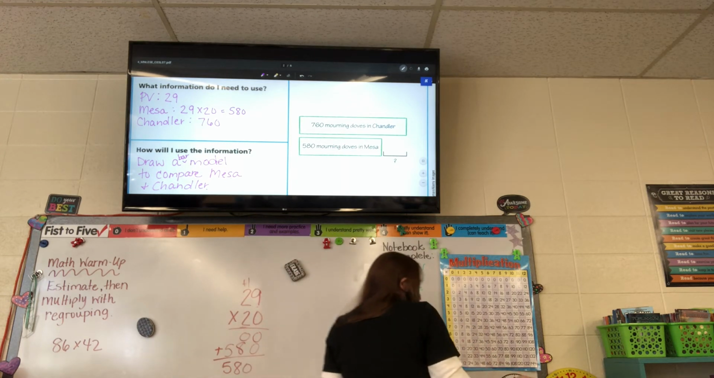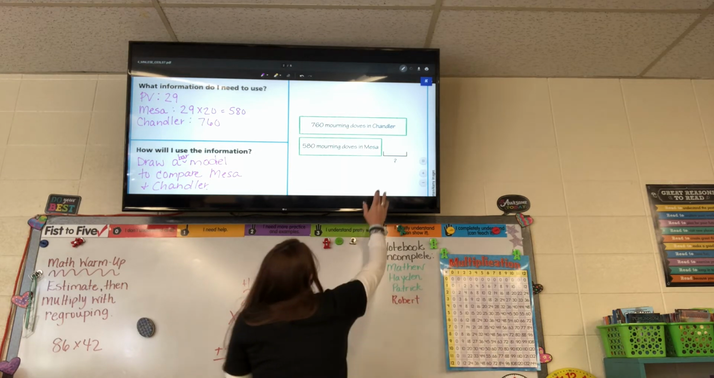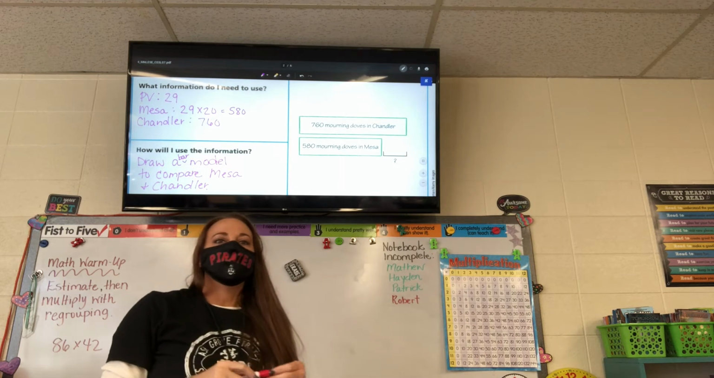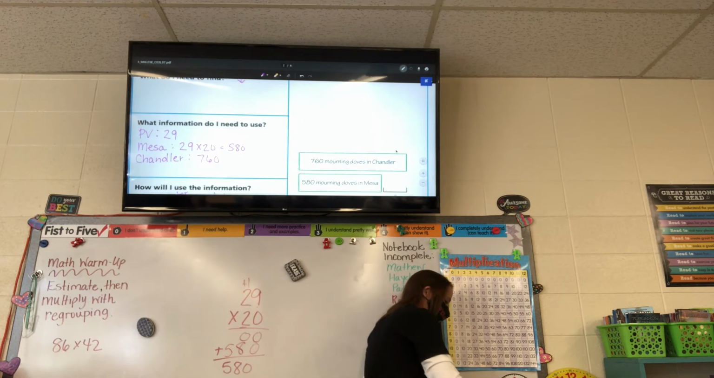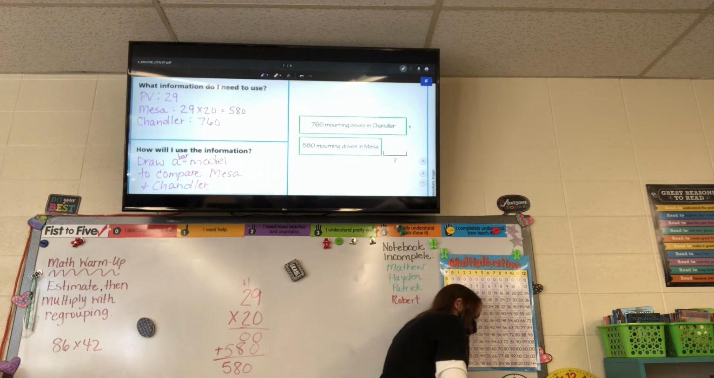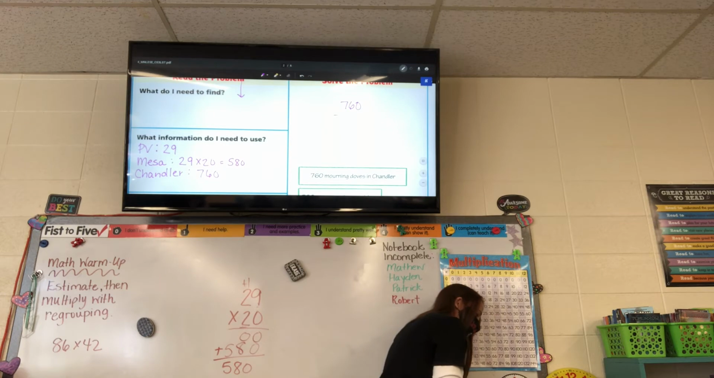So they have already drawn a bar model for us, and they want us to find this gap. How can we find that gap, Waylon? Subtract. Beautiful. Okay, give yourself a point. So we're going to take 760, which is our bigger number, right? And take away what? 580. Good.